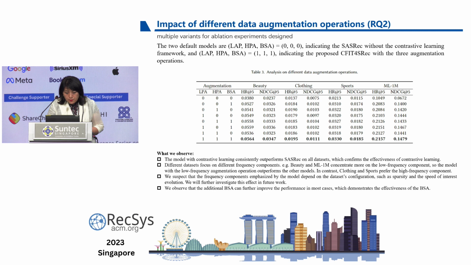Let me show you. Different data augmentation operations we can observe. Here is an example that may explain the effect and the results of our model. For example, you can see from the picture that clothing and sports refer to the high frequency component, and beauty and ML1M data sets concentrate more on the low frequency components. So that means different data sets focus on different frequency components. Although there is a threshold, this gives us a good indication to explain the results.